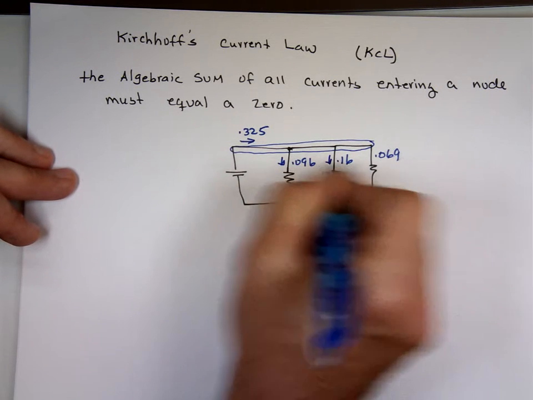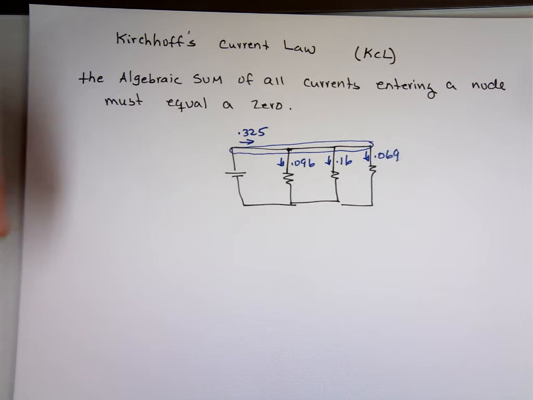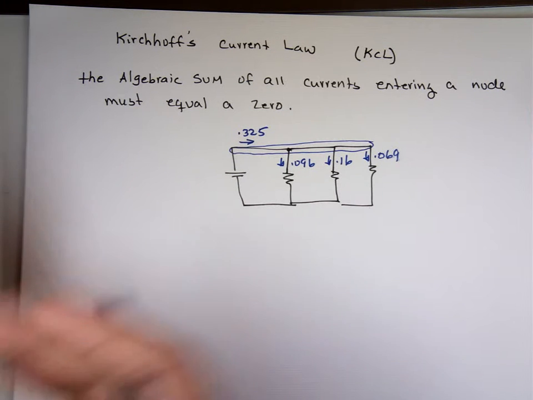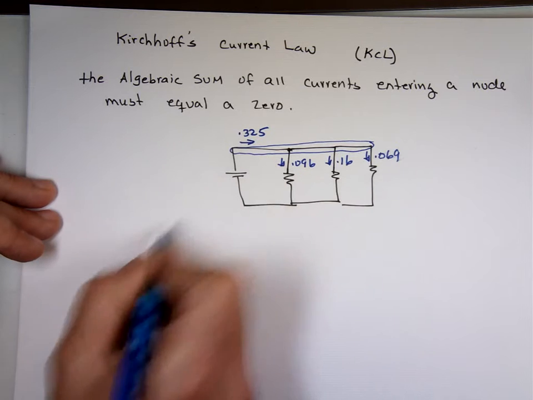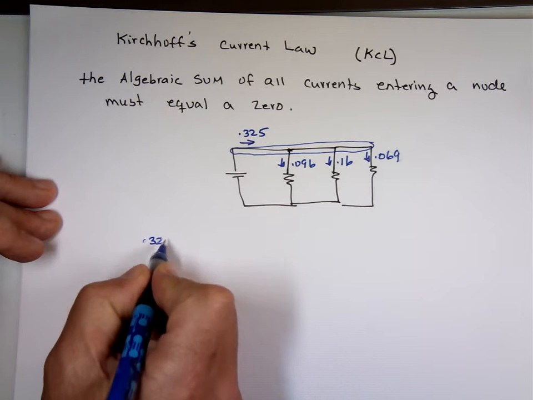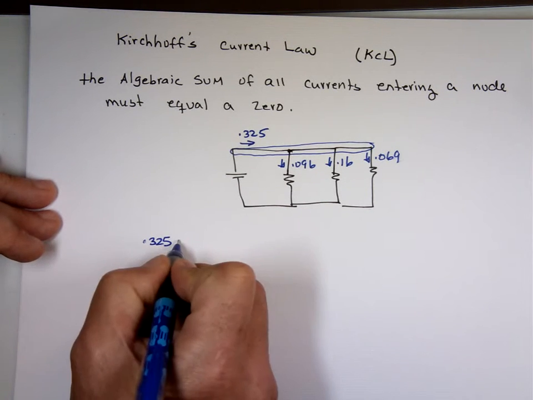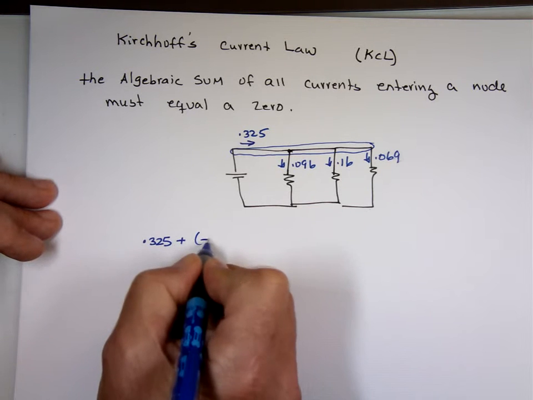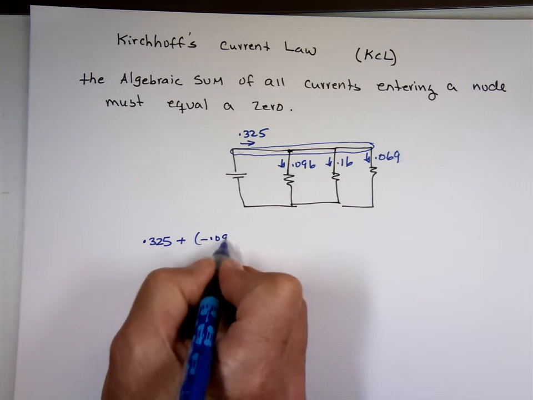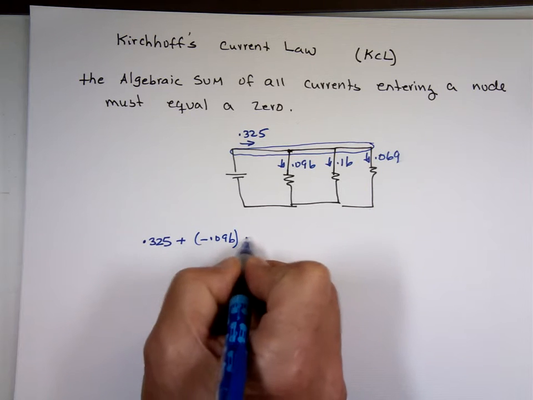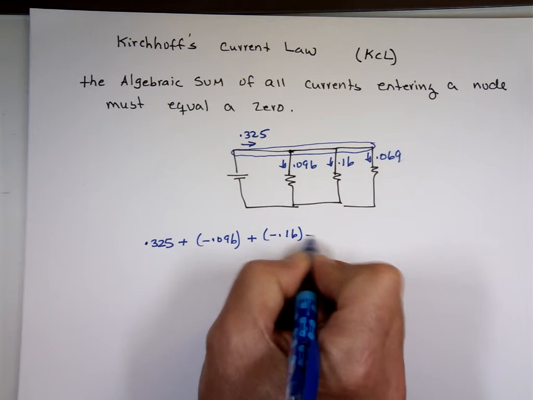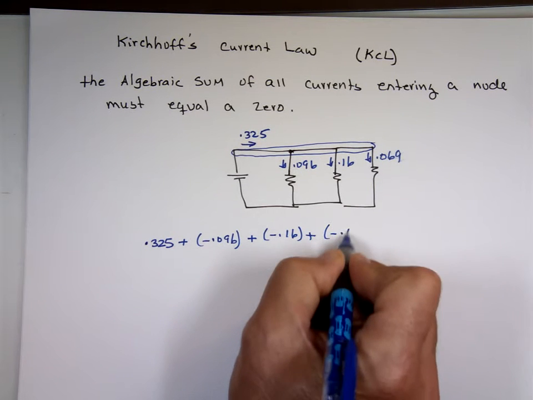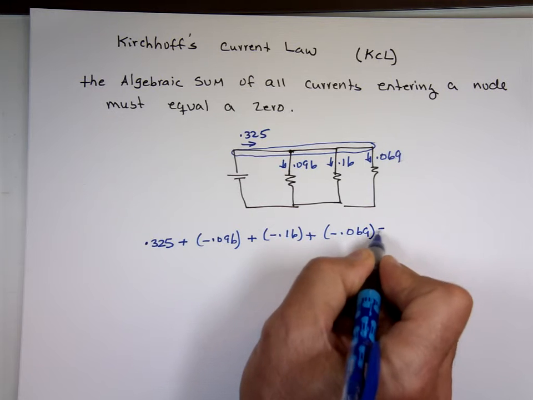Well, notice some are entering, some are leaving. So you've got to define some of them as either the ones going in as positive and the ones leaving as negative, or vice versa. So I can say, well, 0.325 is going in, plus this is leaving, that's a negative 0.096, plus the current, this is leaving, negative 0.16, plus this is leaving, negative 0.069. If you add them, that should be a zero.